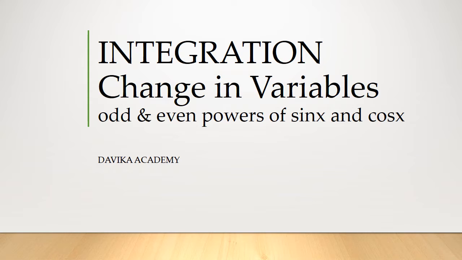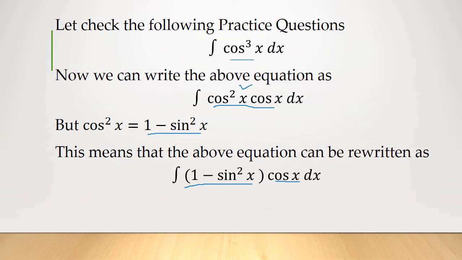Moving forward, we'll start with some of the questions. Let's check the following practice questions. We have the integral of cosine cubed x dx. In this case, 3 is an odd power of cosine. So if we really want to work this out, we'll need to split cos cubed into cos squared times cos x.